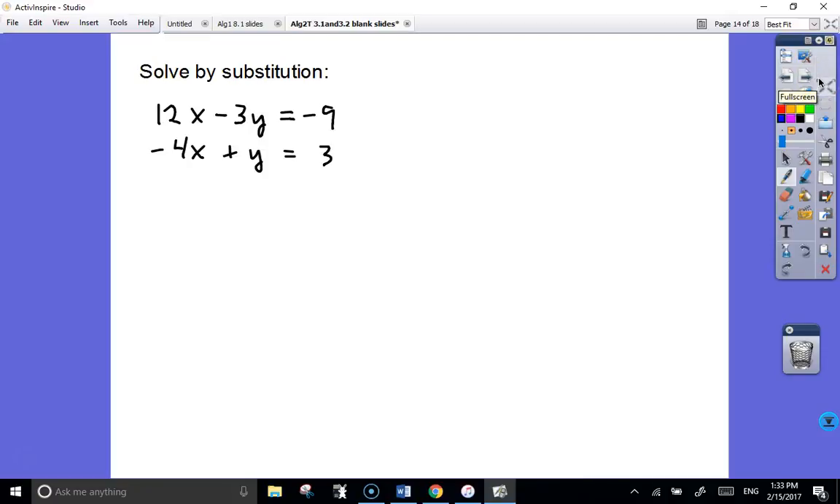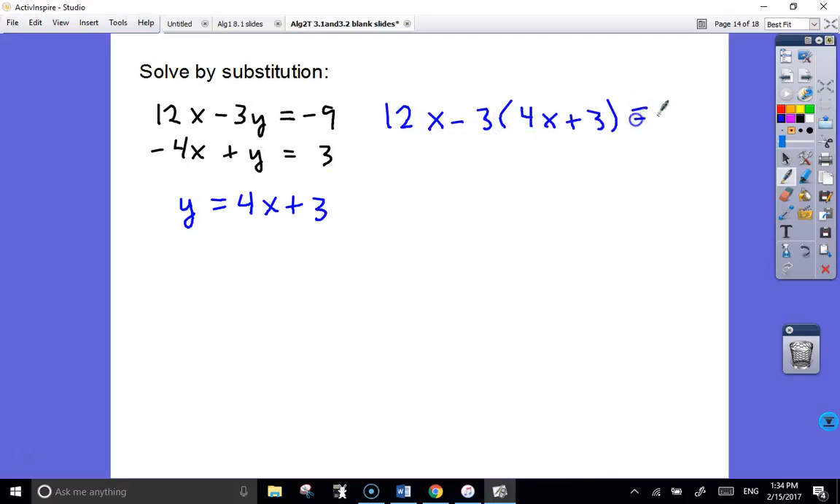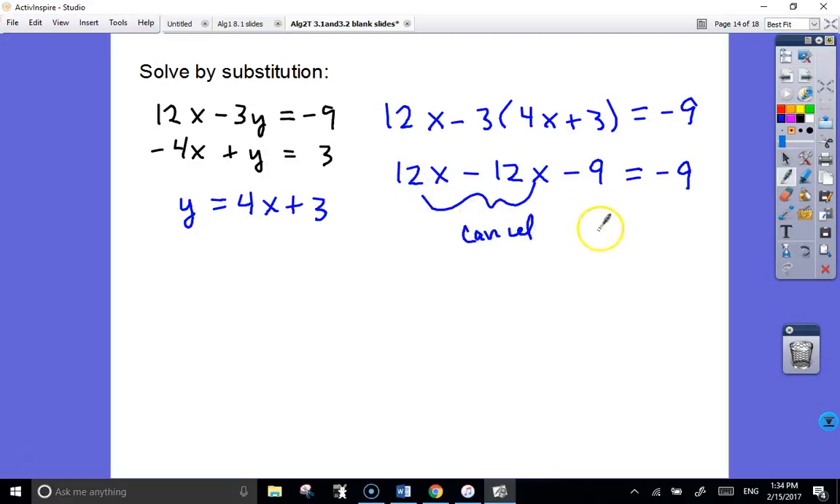Solve by substitution. Okay, I'm going to solve the second one for y. Y equals 4x plus 3. So 12x minus 3 times 4x plus 3 equals negative 9. 12x minus 12x minus 9 equals negative 9. So these cancel. And so we get negative 9 equals negative 9.